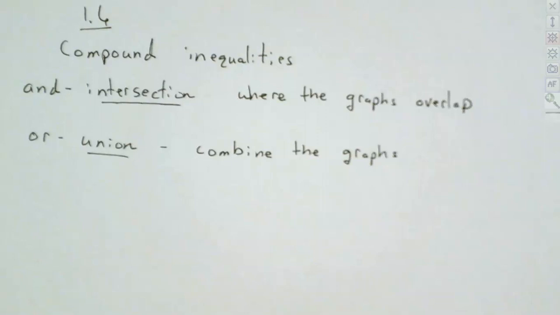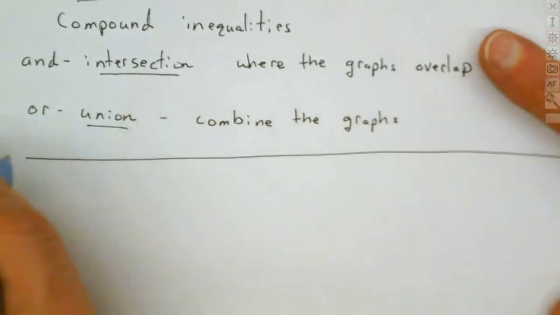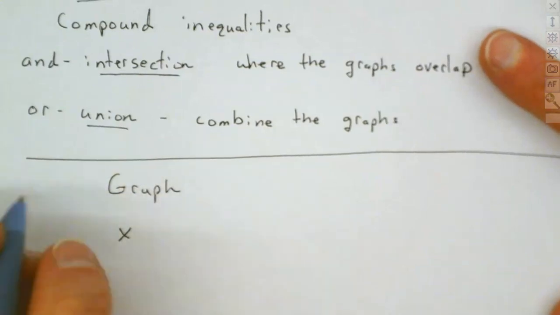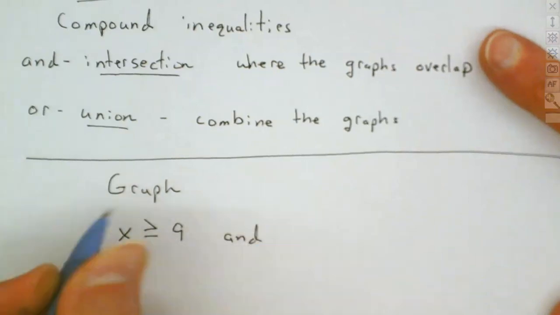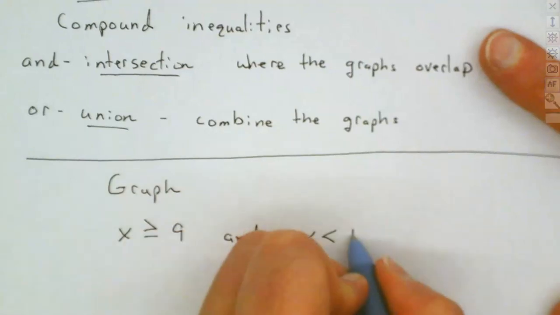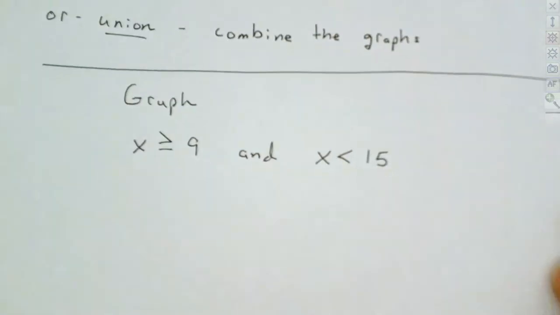Now I'm going to give you some inequalities. We're going to do some ands and some ors. And then once we get these down, then we'll learn how to solve some more of them. So let's just look at some very basic ones. All we're going to do on these is graph them. So let's say I give you x is greater than or equal to 9, and x is less than 15. Okay, so we are going to put these together.